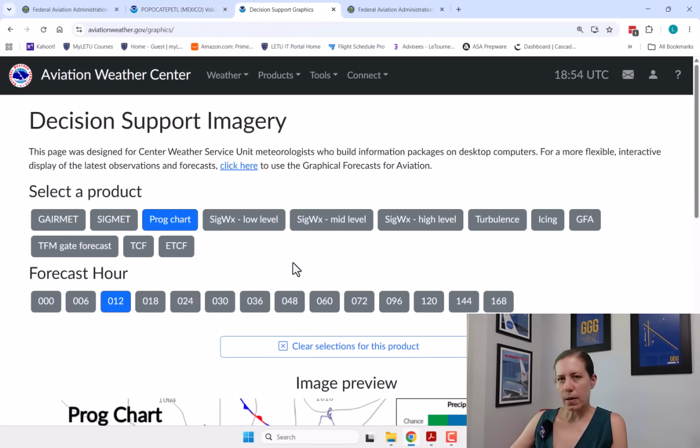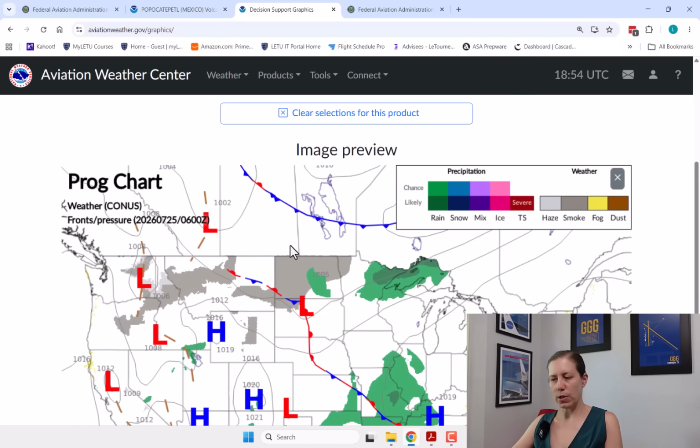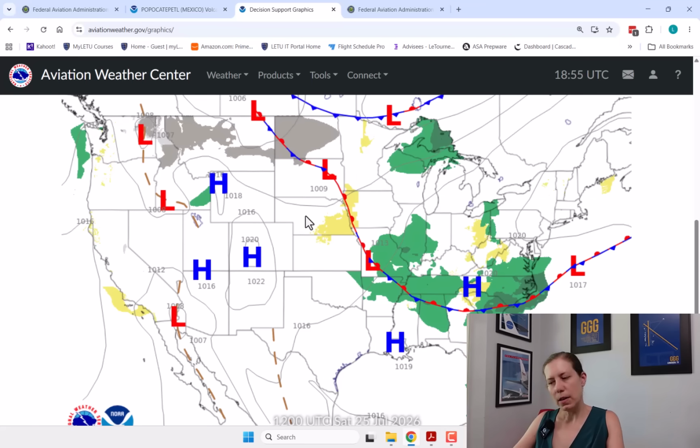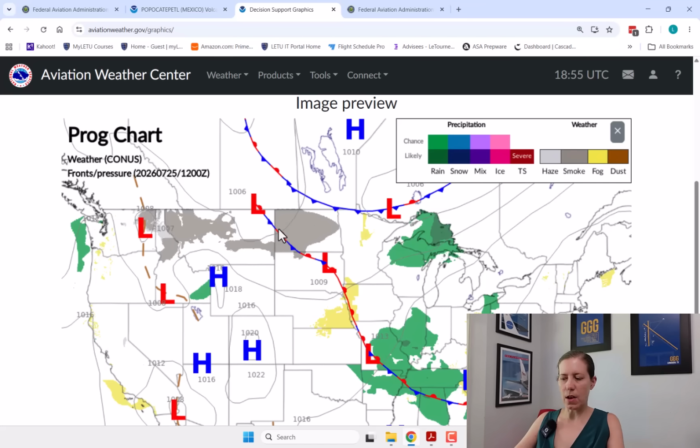Let's look at some other weather information. So we have a prog chart. What is the prog chart about here? Okay, so what is all this yellow here that's in like western Iowa? What about all this gray stuff up here in North Dakota?